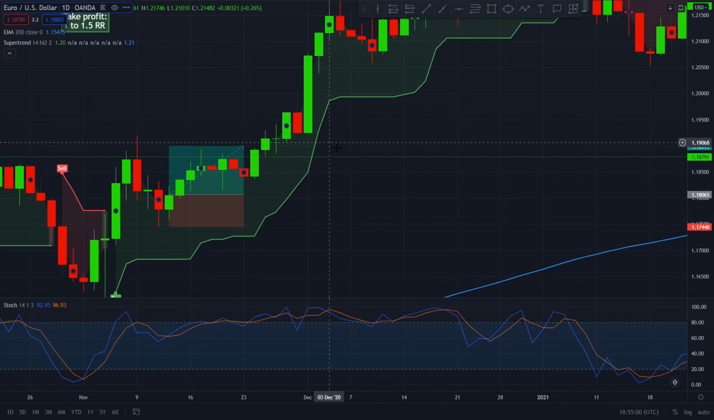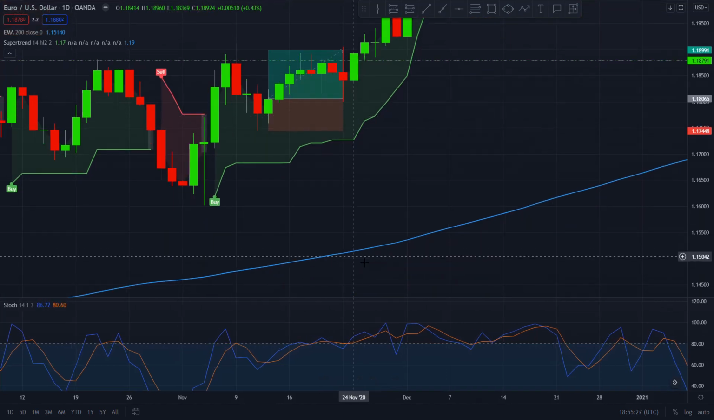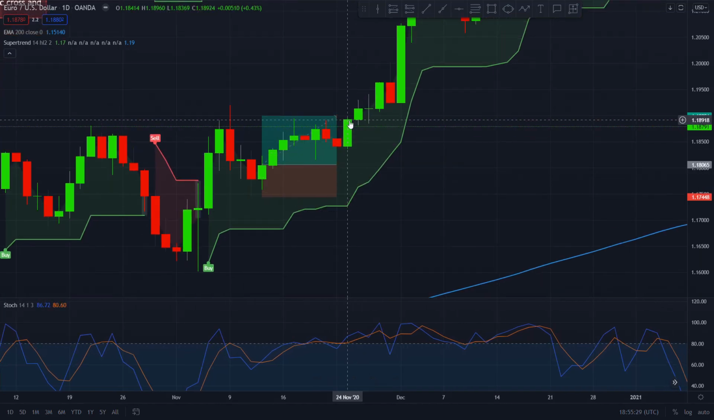Now let's take a look at another example. With this strategy, the easiest way to spot the trade entries is by only looking at the stochastic and the 200 EMA. So let's see where is the next opportunity we get. As you can see here, we get a stochastic cross up. Price is above the 200 EMA, and we have a green Supertrend. So it's going to be our next entry.